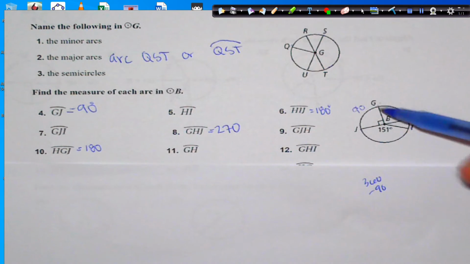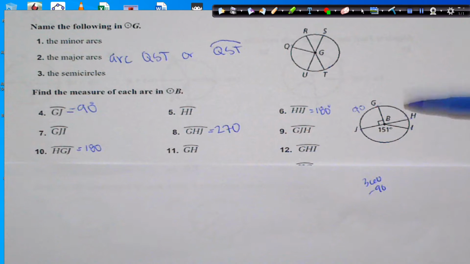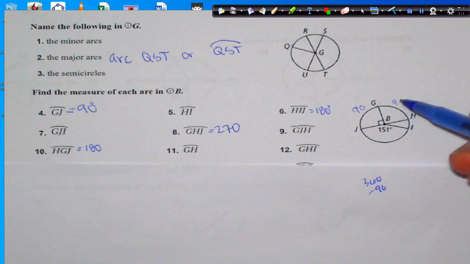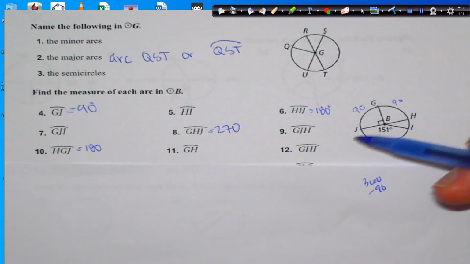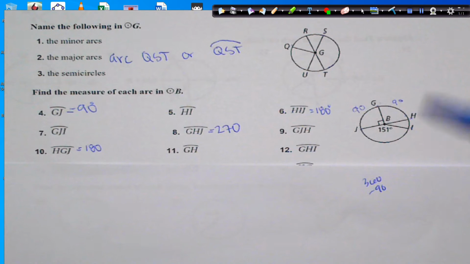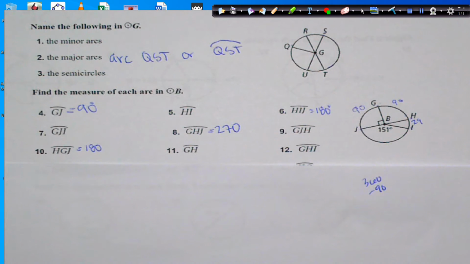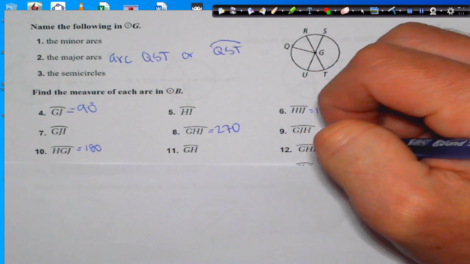And 12. GHI. Okay, so GHI is, if this is 90, this has to be 90 over here because HJ is a diameter. And then I right here, what does this measure here? Well, if this is 151, then we have to take that away from 180. So if we go 180 minus 151, then we get 29. So we just have to do 90 plus 29. And that's going to give us 119.